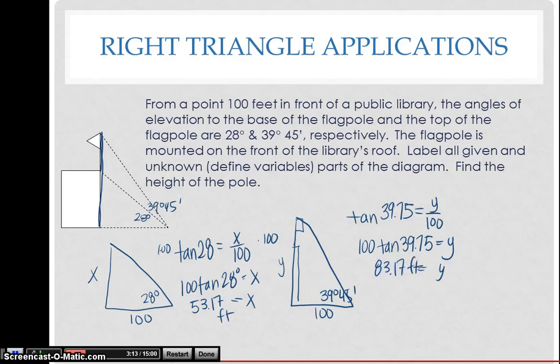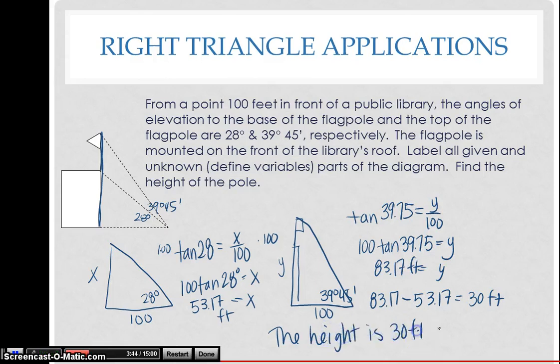83.17 feet. But we said that this second picture is the building plus the flagpole. So in order to find the flagpole, we're going to subtract the height of the building plus the flagpole minus the building. So we have 83.17 minus 53.17 is equal to 30 feet. So the height of the flagpole is 30 feet.